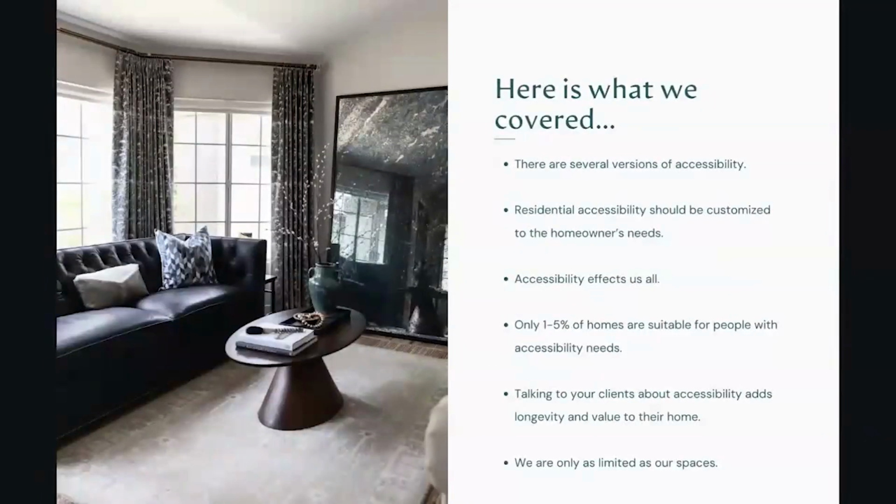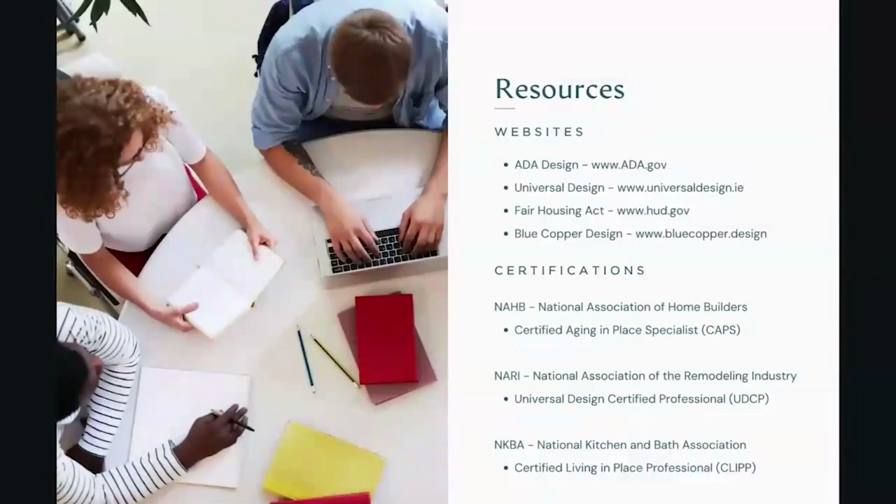And here is what we covered. There's several different versions of accessibility. Residential accessibility should be customized to the homeowner's needs. Accessibility affects us all in one way or another. Only 1 to 5% of homes are suitable for people with accessibility needs currently. Talking to your clients about accessibility adds longevity and value to their home, and we're only as limited as our space is. Here are some resources if you want to learn more about accessibility.